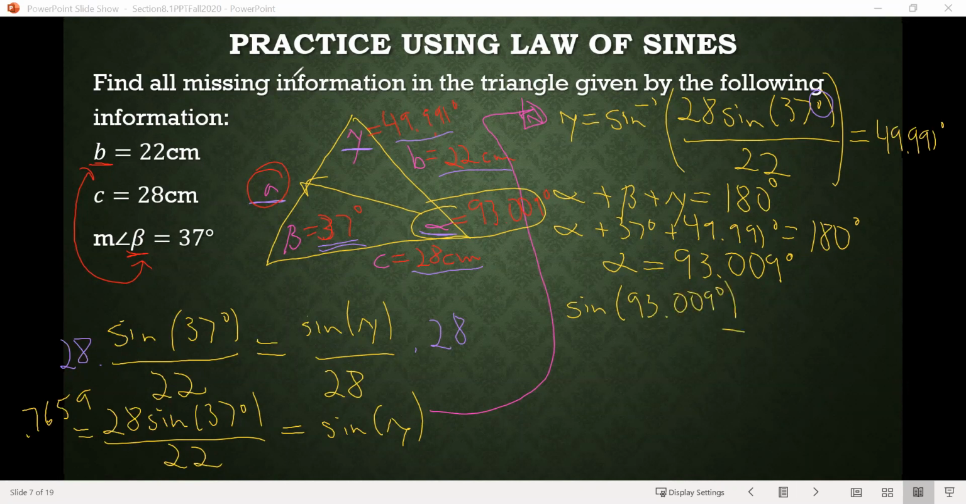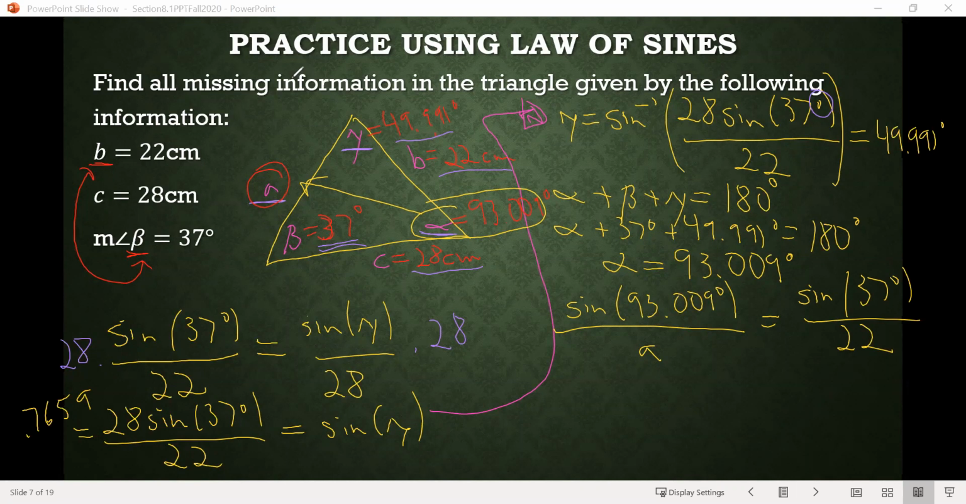93.009 degrees over the length of side A equals... We could use either combination of the other two angles to solve here, but because we were given the information about beta and B, and the information we have about gamma is a rounded answer, I'm going to use the given information. So sine of 37 degrees, which is the sine of beta, over the length of side B, which is 22.